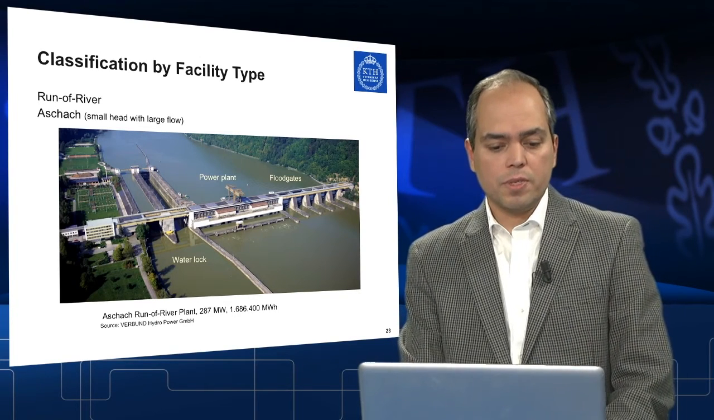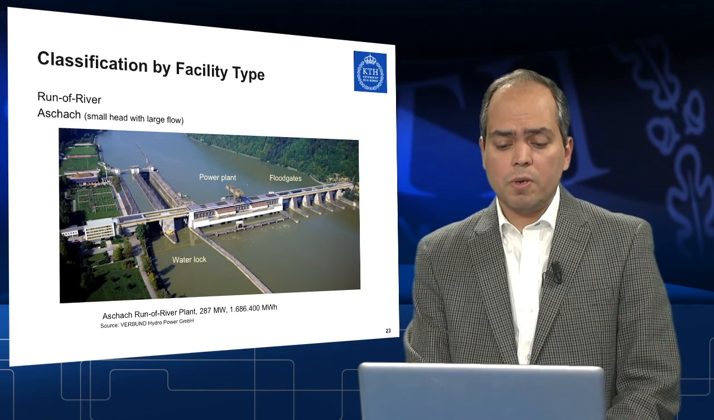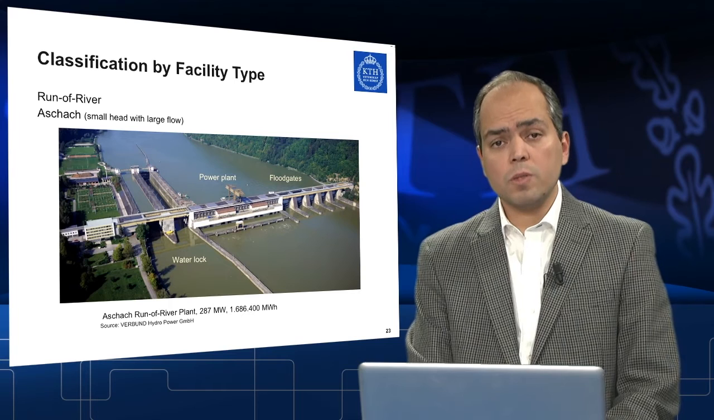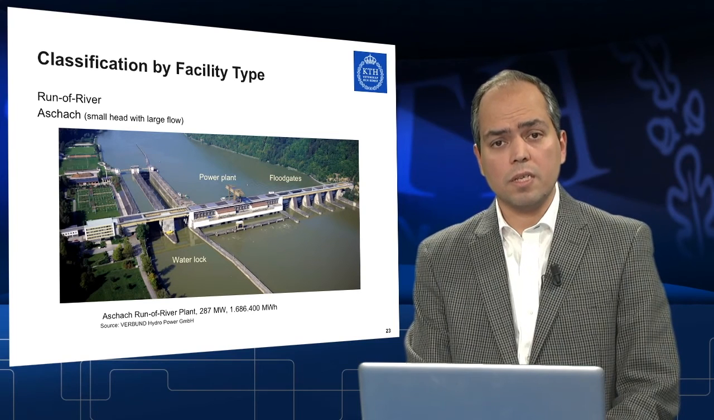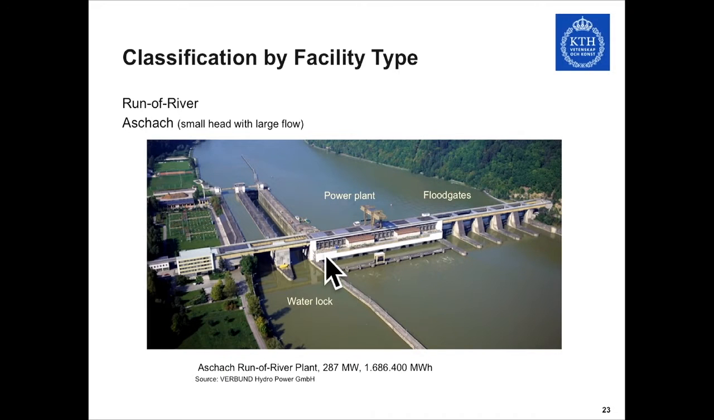Another example here is based on a large flow but very low head. This is an example from a power plant on the Danube River. And the scale of the power plant is 287 megawatts. So it can be classified as a large scale hydropower plant. So here you could see the power station, which is located on the river. The flow comes in and goes out, and the turbines rotate within the power station here.